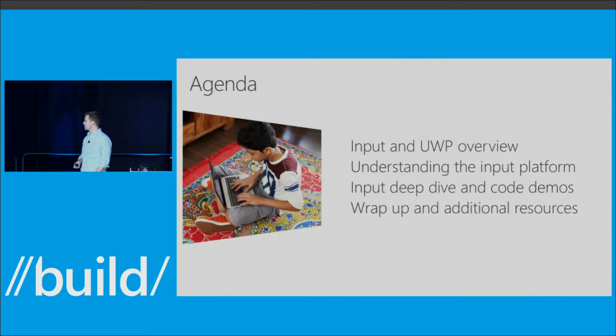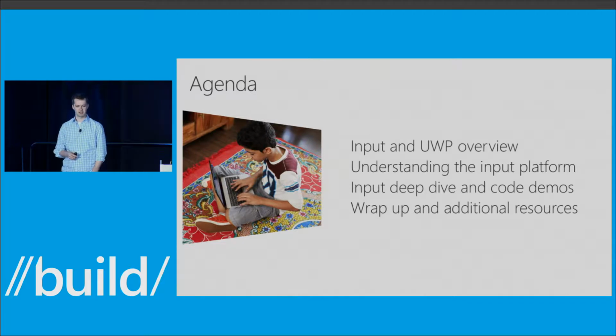We'll cover four broad areas today. The first is the Universal Windows Platform, what promise it makes to developers, and how that relates to Input. We'll talk next about the Input platform at a high level, the various layers of the platform stack, and what's available to you. Then we'll jump into some code, get our hands dirty, and look at some examples, and then we'll wrap up with some pointers to other interesting sessions and other resources for you.